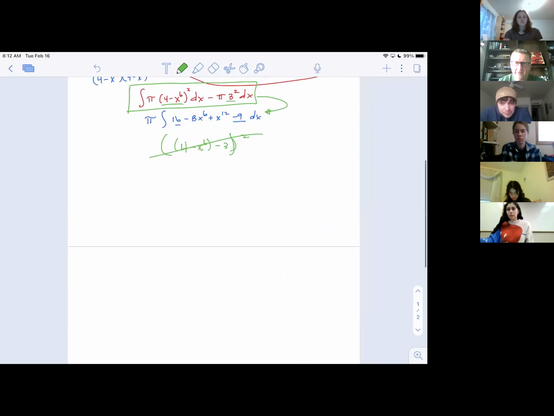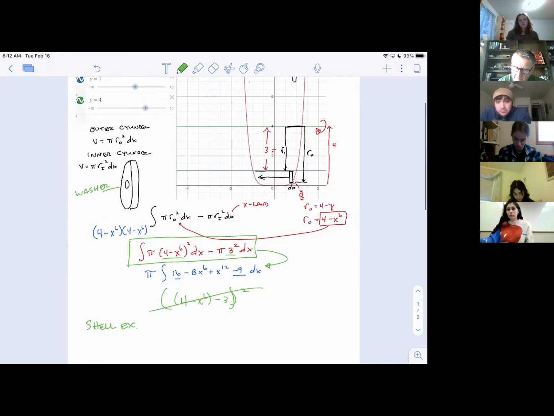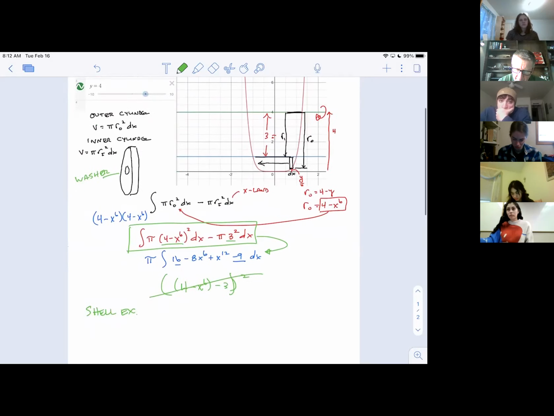So let's just set up a quick kind of a shell sort of a question, and instead of rotating around, let's see how we're going to do this. Well, can you do the one we just did with shells, or is shells only for a specific? Because I feel like we're kind of arbitrarily doing shells and washers. Like I can't figure out when to do which.